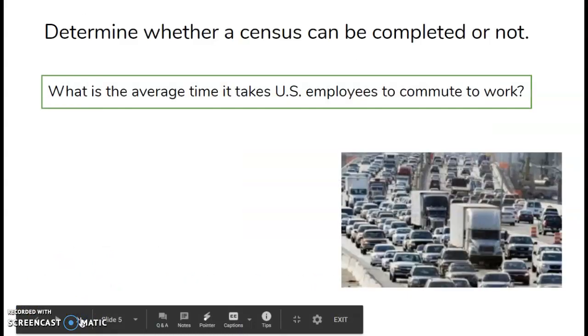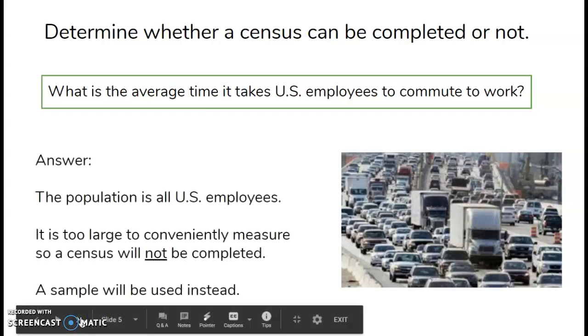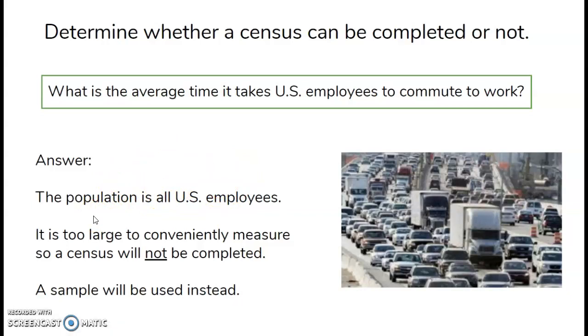All right, questions on the quiz are going to look like this, and we're going to do 3 of them here. We're supposed to determine whether we can do a census, that means survey the entire population, or not. The question is, what is the average time it takes US employees to commute to work? I would need to survey all US employees. That is too large of a group to conveniently measure. So a census will not be used. We're going to have to use a sample instead.